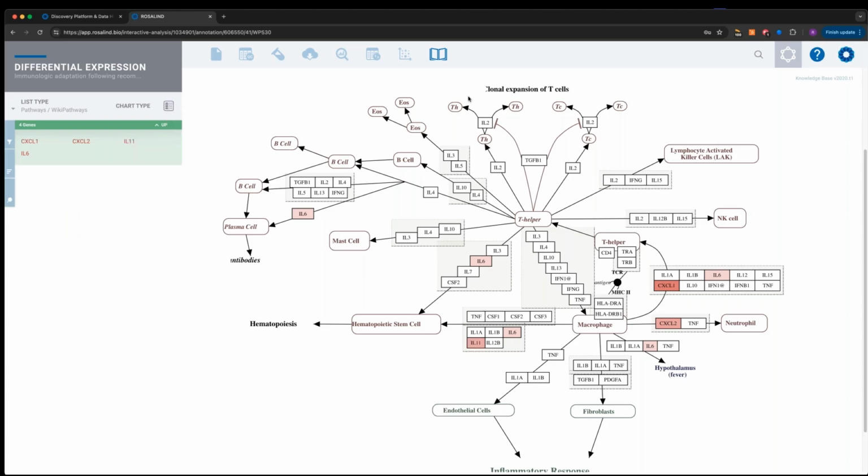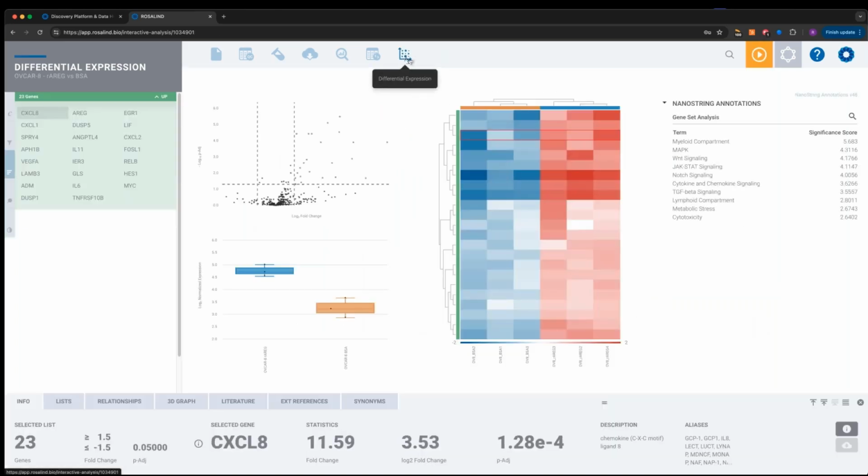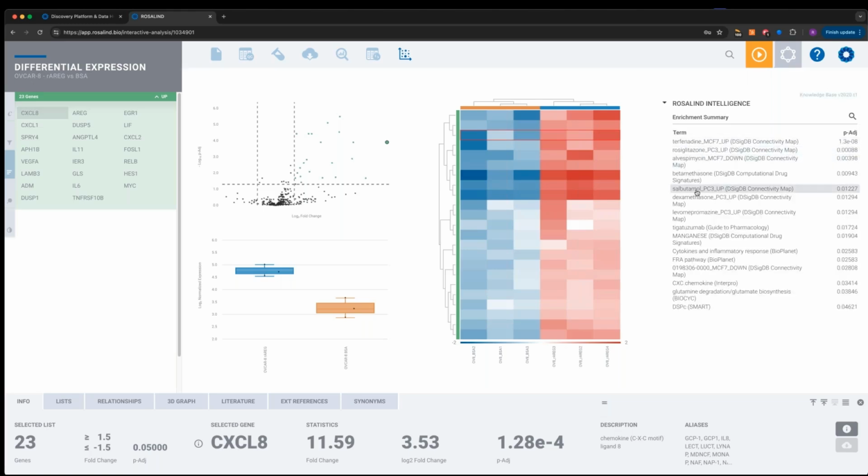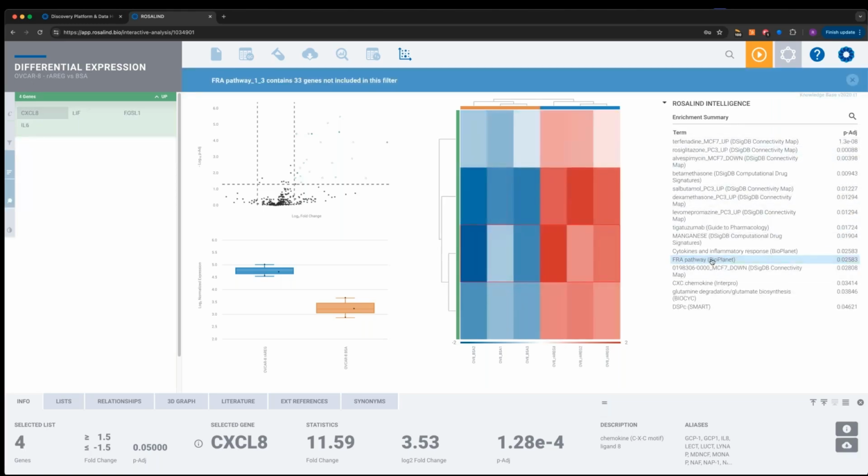Last thing I'll show you before I pause for some questions is some of the additional intelligence capabilities. So I'm going to go back to our interactive analysis page here. Let's say I am looking at my Rosalind intelligence summary, and I was interested in this FRI pathway. So let me look at all of my significant genes in the FRI pathway. And I recognize IL-6. I think I understand its function, but FOSL1, I don't know anything about this gene.